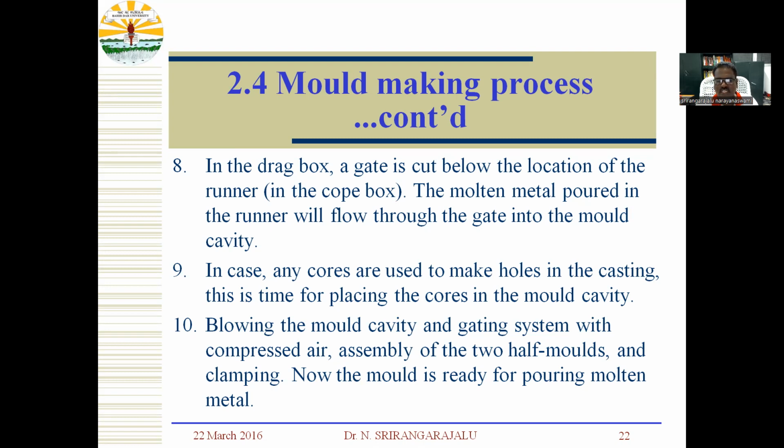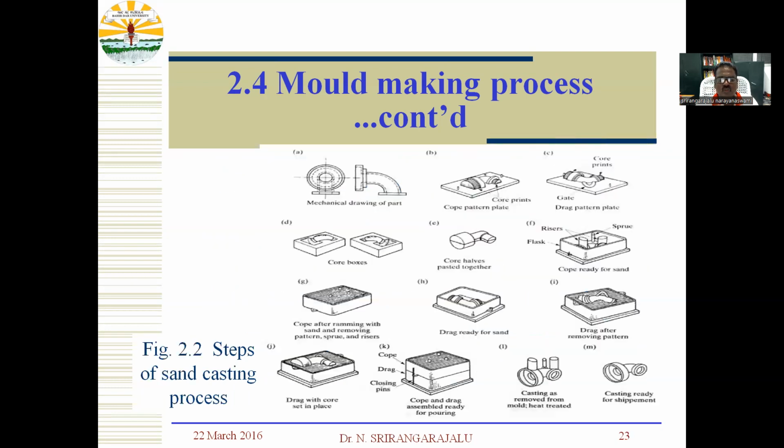In the cope box, the molten metal poured in the runner will flow through the gate into the mold cavity. In case any cores are used to make holes in the casting, this is the time for placing the cores in the mold cavity. The tenth step: blowing the mold cavity and gating system with compressed air, assembly of the two halves of the mold, and clamping. Now the mold is ready for pouring molten metal. So this is the step-by-step procedure for the sand casting process.